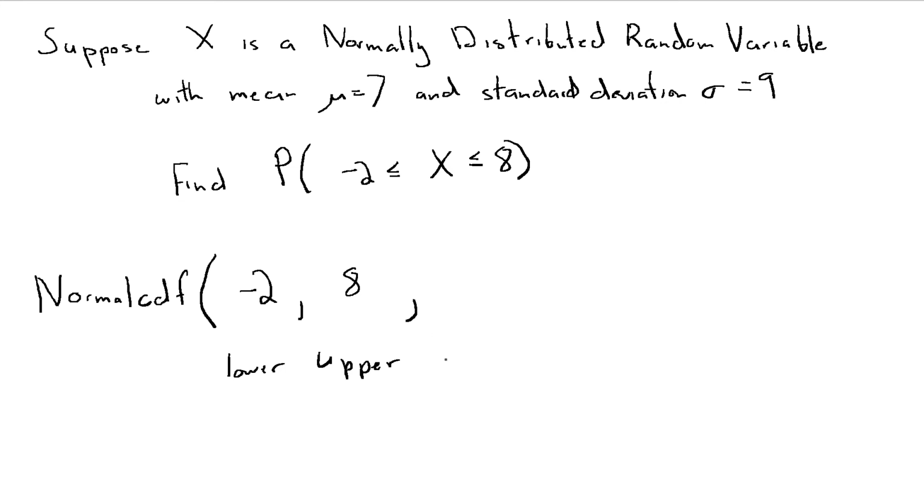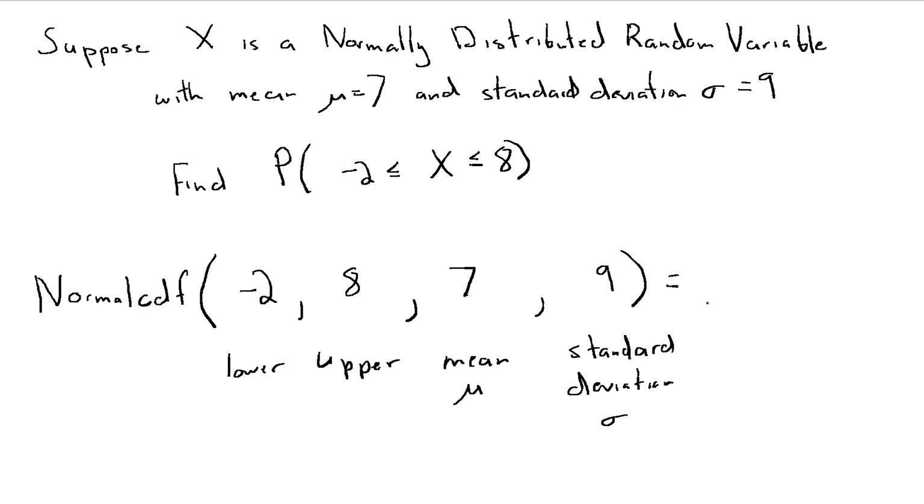Then you will need to tell it the mean, which is the 7 in this case. Then you will need to tell it the standard deviation, which in this case will be 9. In between each of these, you need to have the comma sitting there. Now, when you use this in the calculator, you will find out that this probability is equal to 0.3856. So now we will find out how to do this on the calculator.